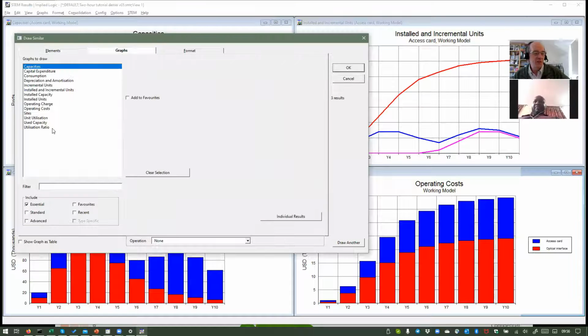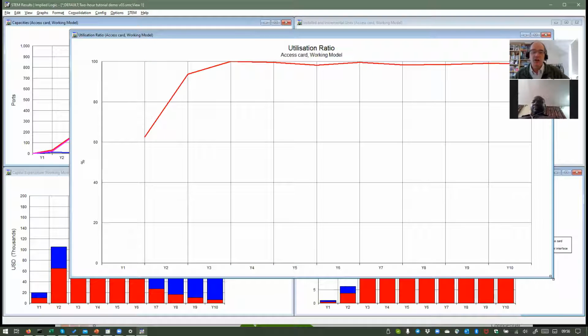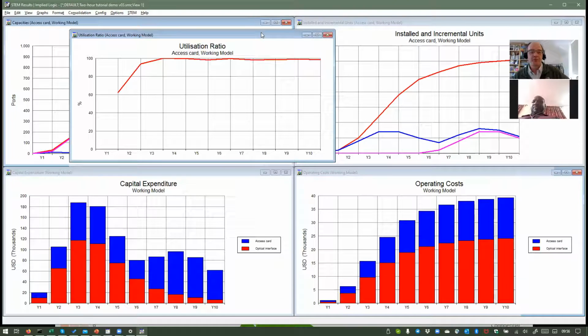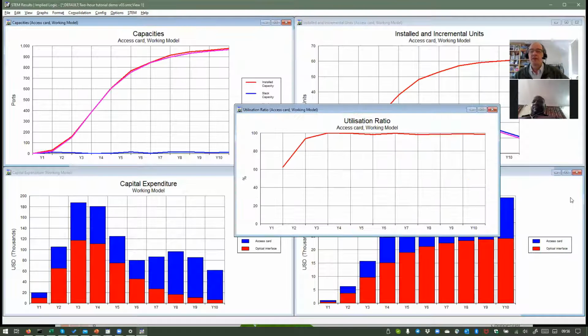So for a resource, another useful graph is the utilization ratio. This is the utilization ratio for the card. I'm not going to leave this on the screen for long. Anything suspicious about that? It looks like, from the other years, we have a constant utilization. That's right. Basically, it very quickly gets to 100%, and then, apart from the few spare ports it's not using, it hovers around 100%.